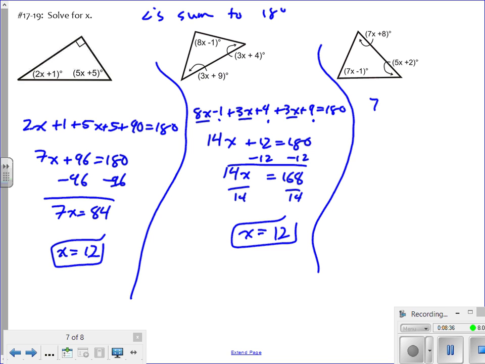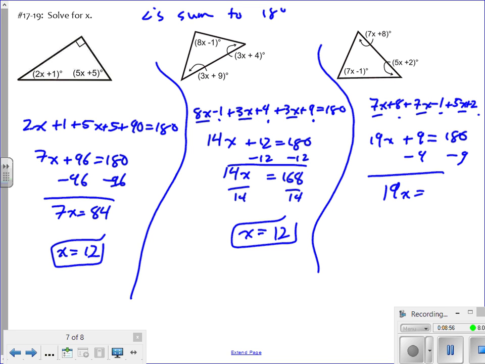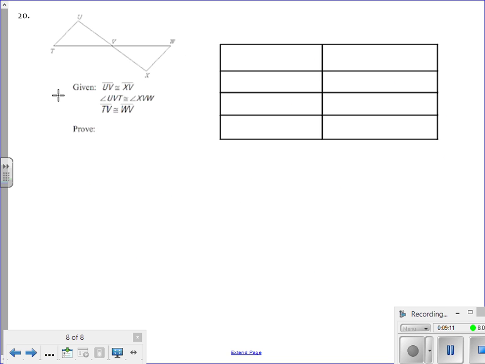And then finally, 7x plus 8 plus 7x minus 1 plus 5x plus 2 equals 180. So let's go ahead and combine my like terms. So that's 19x, 8 minus 1 plus 2 is 9, equals 180. Subtract 9. 19x equals 171. And then 171 divided by 19. Divide both sides by 19. X equals 9.